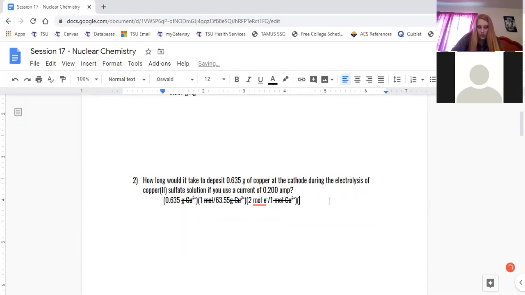So next we're going to multiply by Faraday's constant again. So we're going to look at that, and we know that it is 96,500 amps times seconds over moles of e minus.